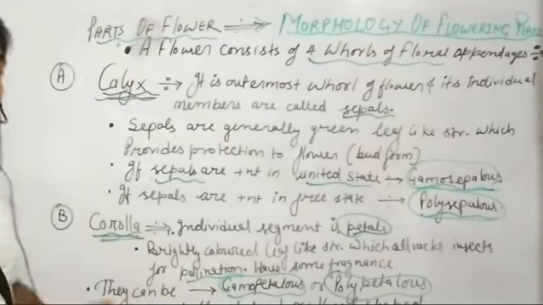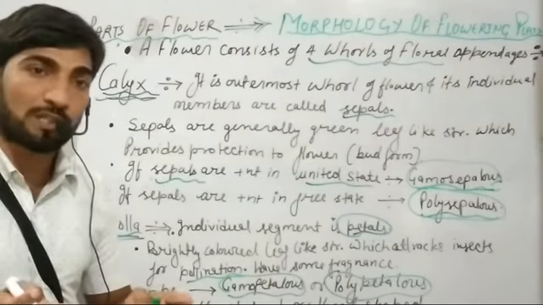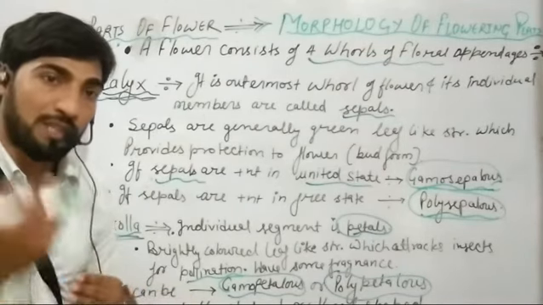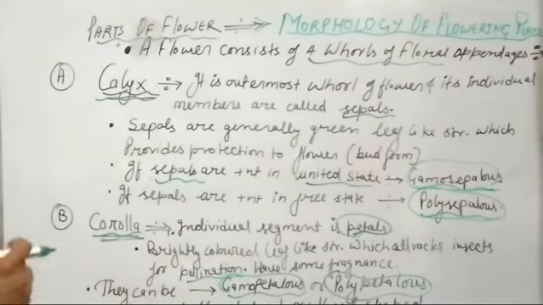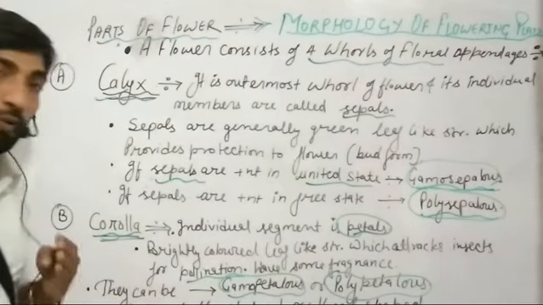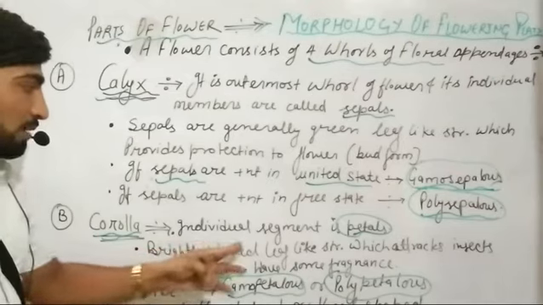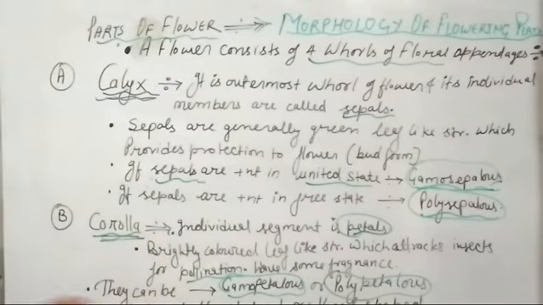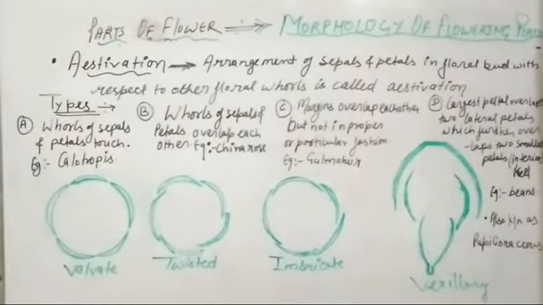Now the corolla in a flower can be a tubular structure, it can be wheel shaped, and it can also be bell shaped. So the petals can be tubular shaped, bell shaped or wheel shaped. Now our next topic is estivation.